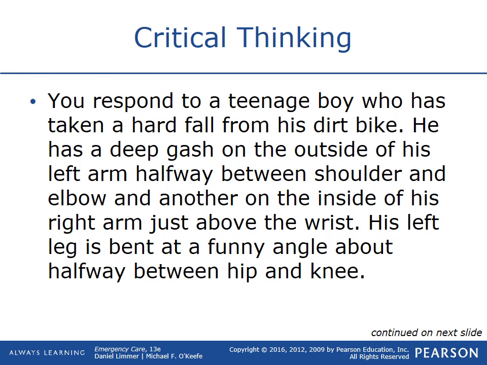Okay, a deep gash on the outside of his left arm, halfway between the shoulder and elbow. So it's on his lateral upper arm, which is the humerus, and he's also got one on the inside of his right arm just above the wrist. So he's got a medial injury too, just above the wrist. His left leg is bent at a funny angle, about halfway between the hip and the knee. So he's got deformity to his femur, which is an accurate way to describe that.